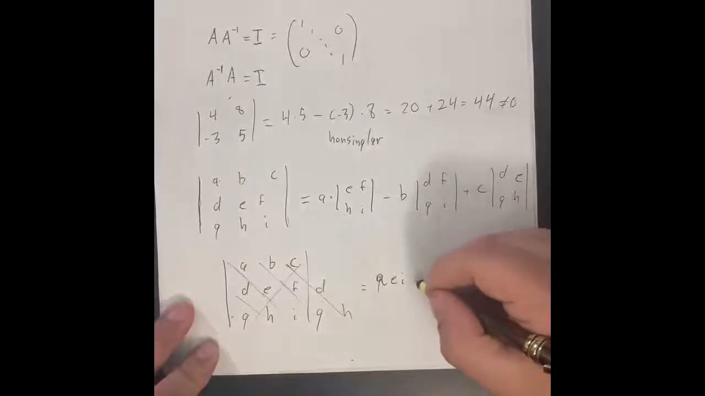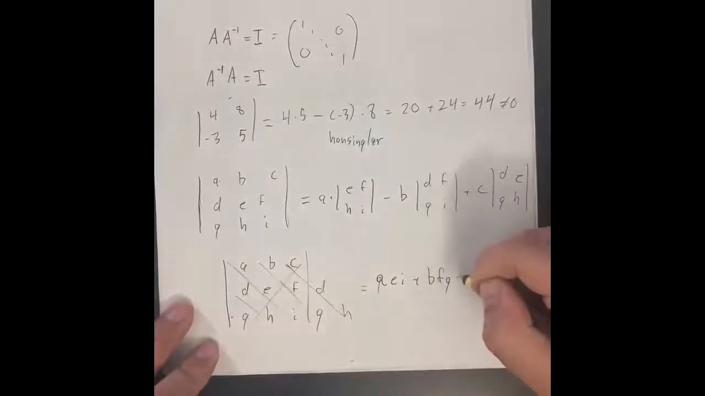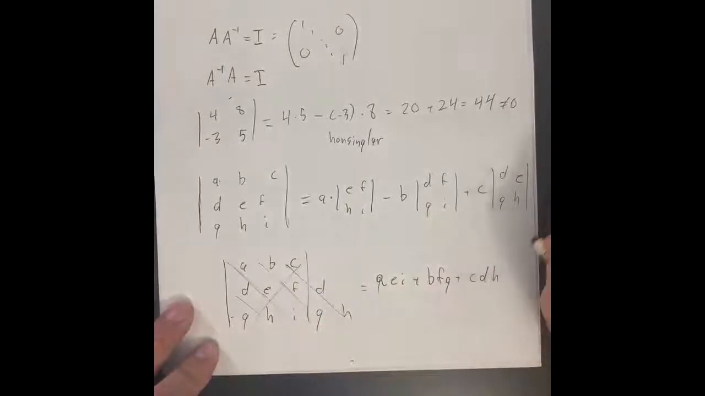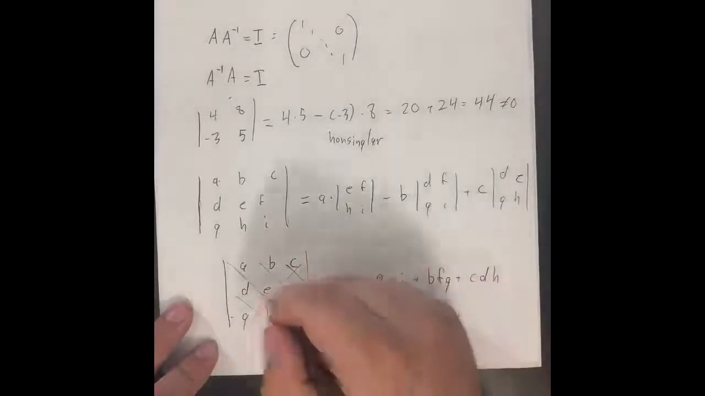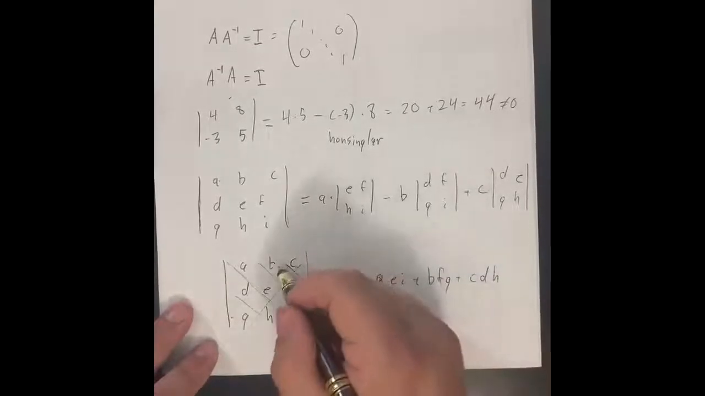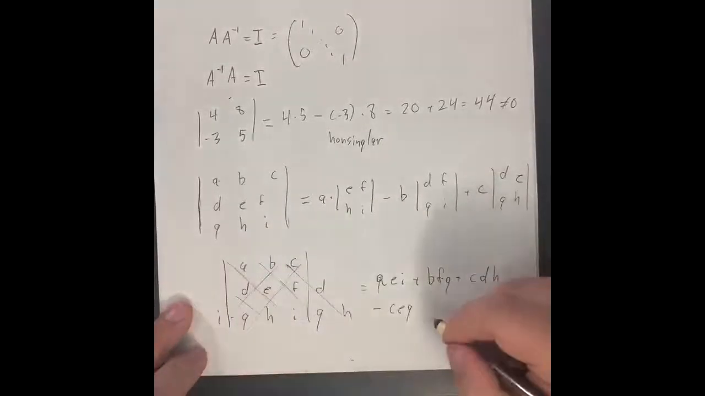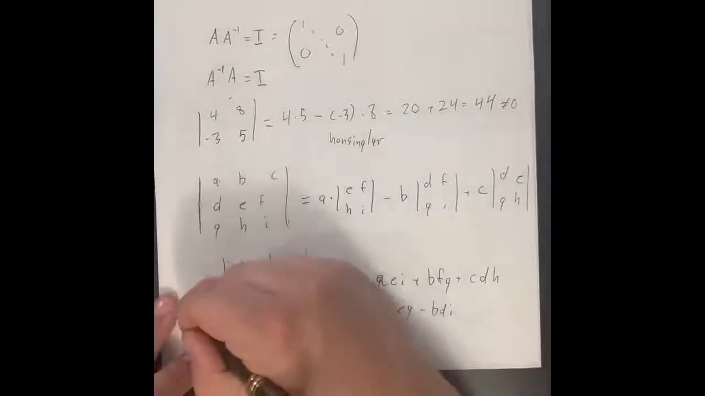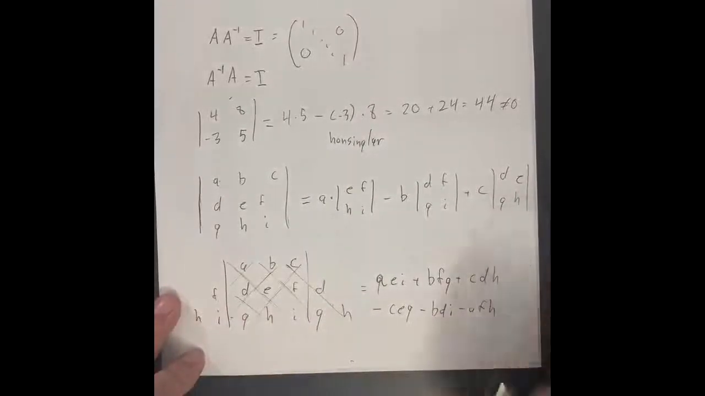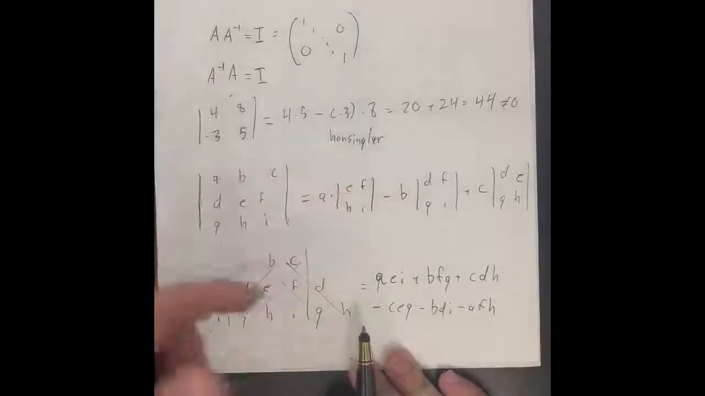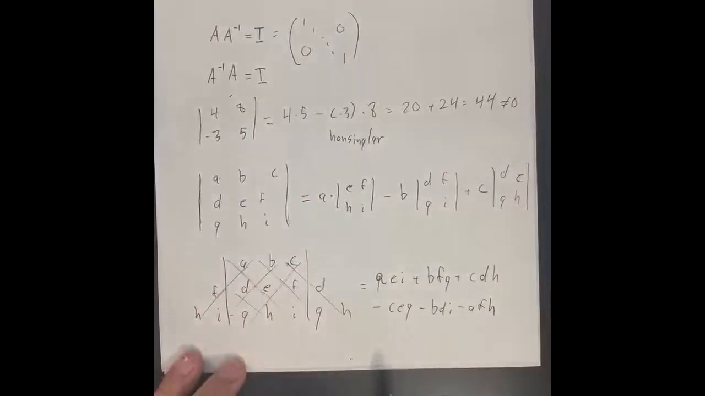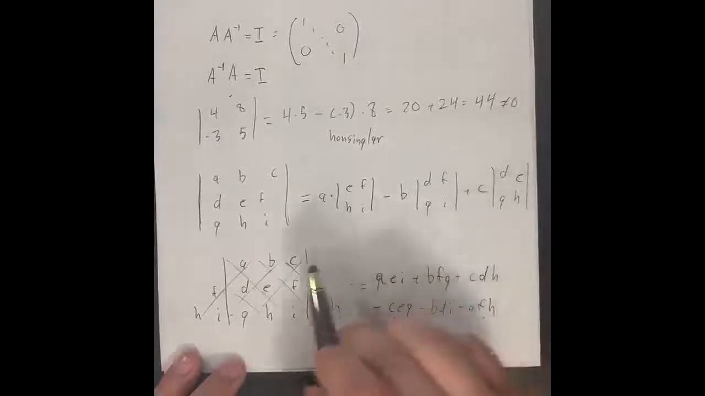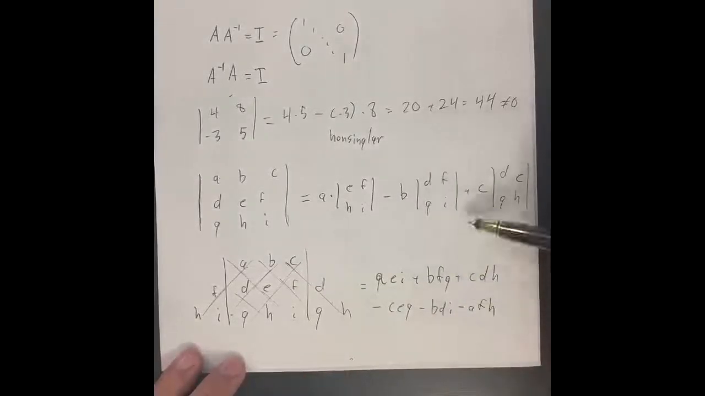So this determinant is also equal to A times E times I plus B F G plus C D H, but then we subtract the other ones. So minus C E G, minus B D I, and minus A F H. Okay, so that's a way to do this. It only works for 3 by 3s. You can do this diagonal trick: add the ones going left to right, subtract the ones going right to left. And if you were to add all this out and simplify, you'd see these two are the same.